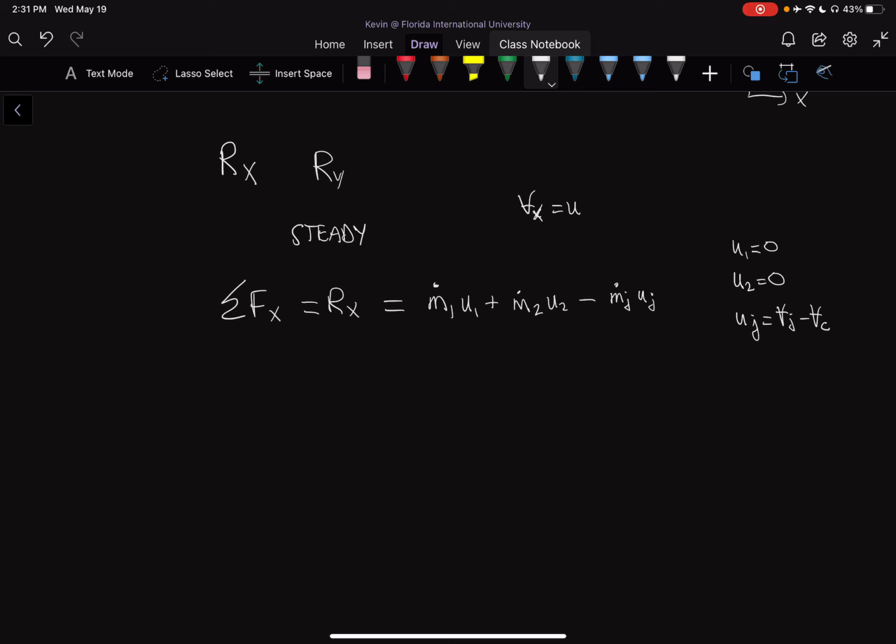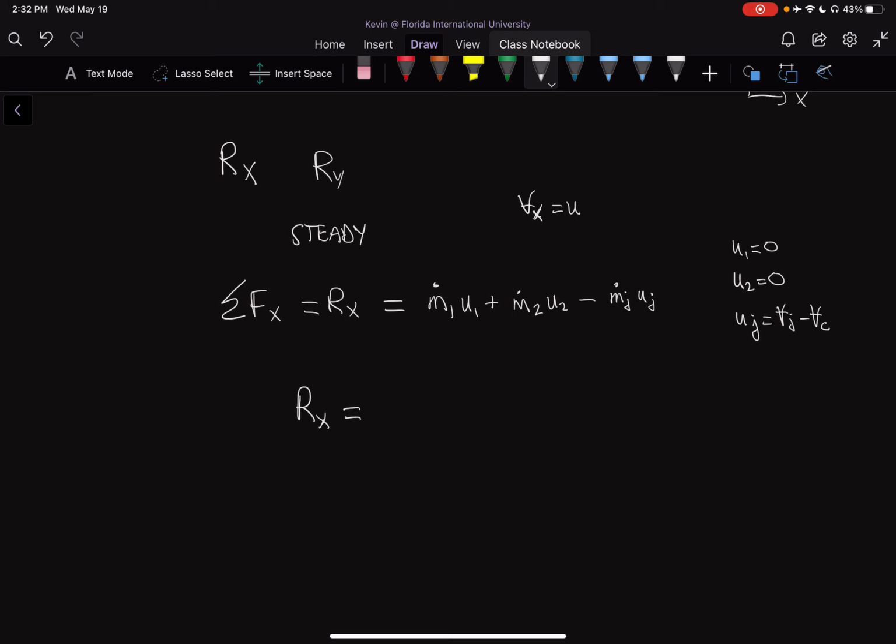So if we simplify this equation, we now have the reaction in x is going to be equal to the force created by the jet, essentially. If we can keep the reaction force in x in accord with the force created by the jet, then we can keep the constant velocity.